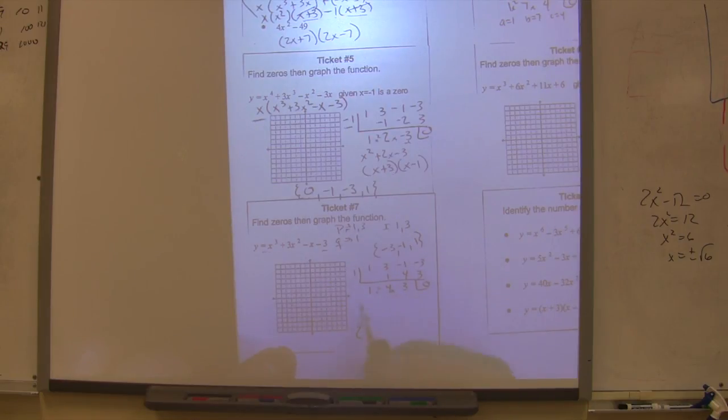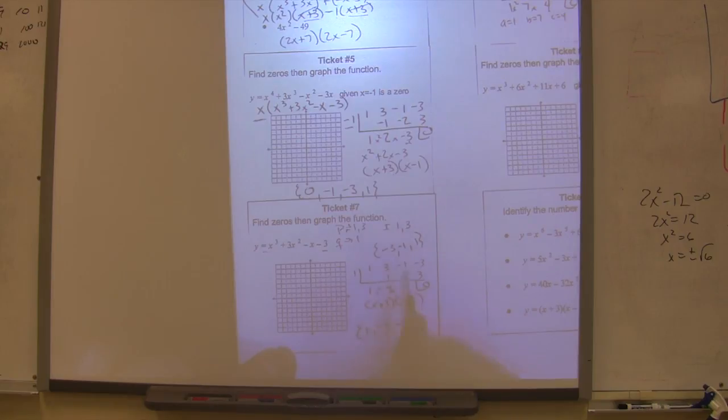So x squared plus 4x plus 3 factors into x plus 3 and x plus 1. And so we get negative 3 and negative 1. Again, you could have used any of those to do the synthetic division with, but it doesn't make any difference. You'll still get the same answer.